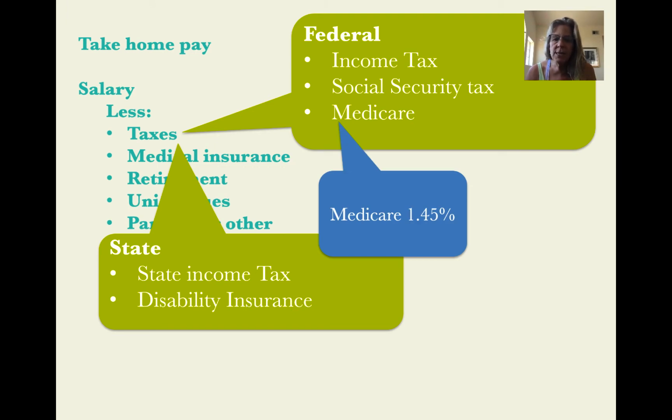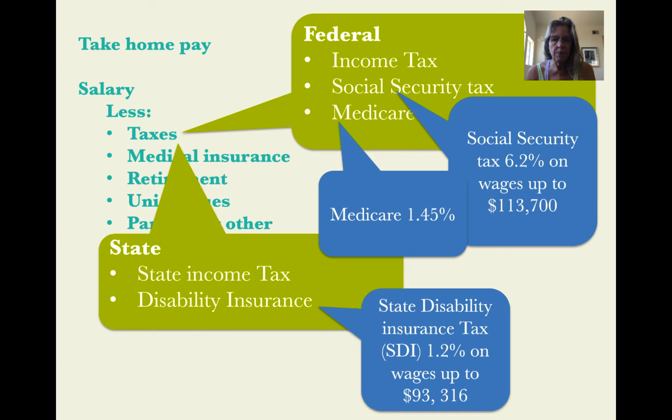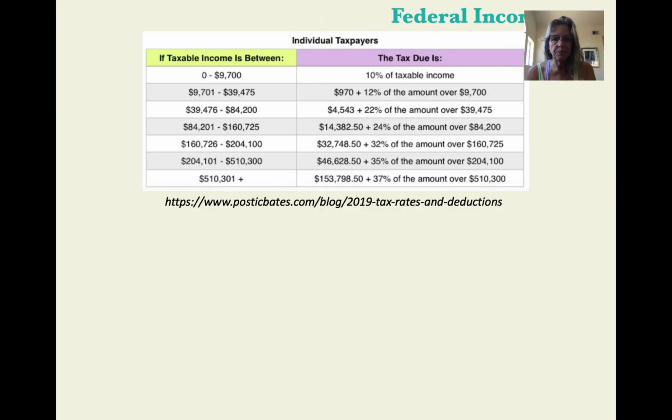Medicare is always 1.45%, and that's paid by both the employer and the employee. So you will see this deduction come out of your paycheck. The same is true for Social Security, except the rate is 6.2%, and there's a limit of $113,700. This tax is also paid by both the employer and the employee. State disability insurance is 1.2% on the first $93,000 of income. So we'll go ahead and calculate all of these.